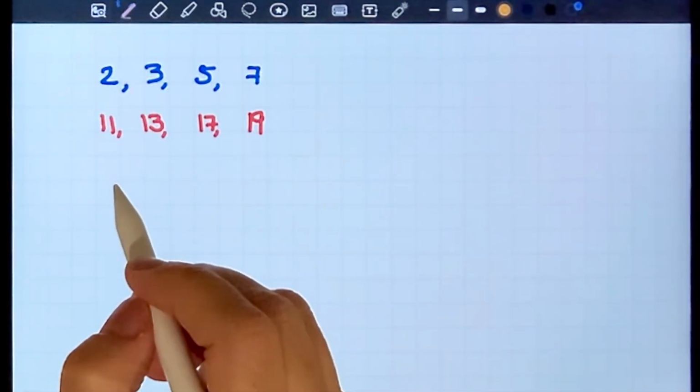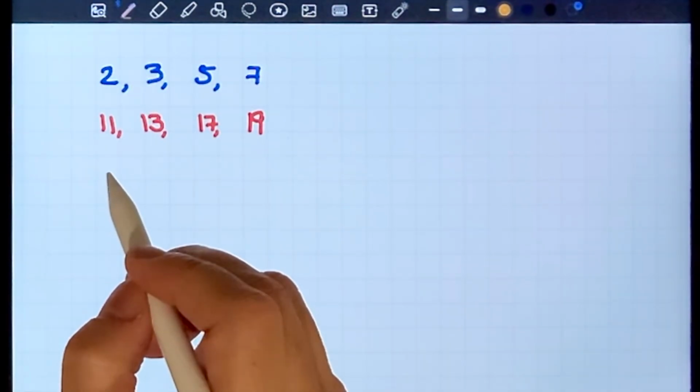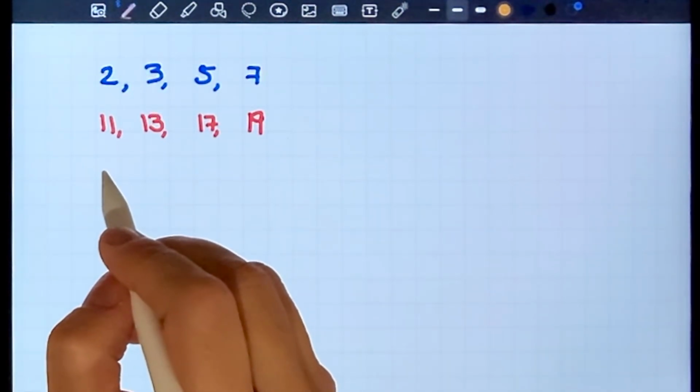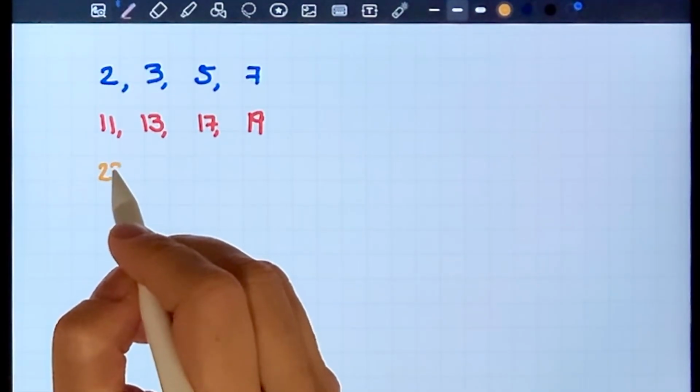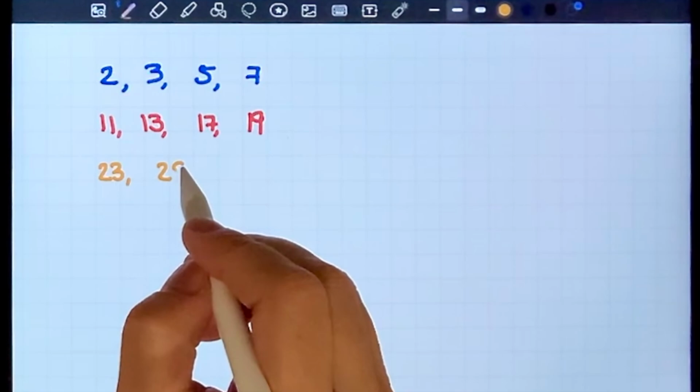Now we're going to look at prime numbers between 21 and 30. And there aren't too many here. There is the number 23 and the number 29.